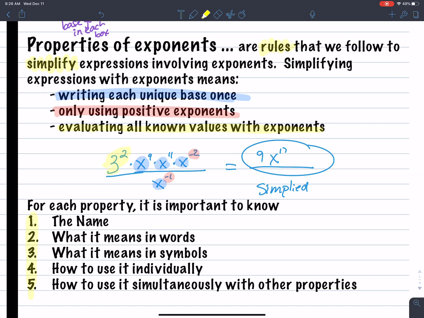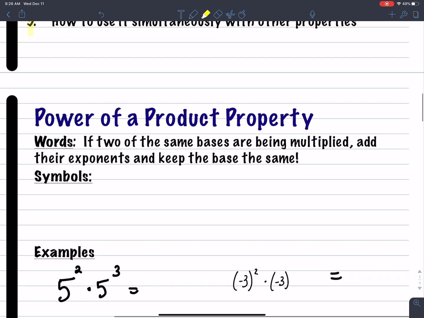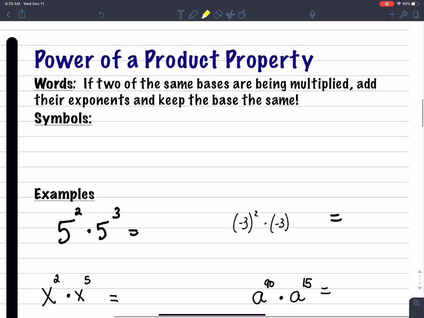Each of them is going to be really important. So let's look at our first property. So here we have the power of a product property. So if 2 of the same bases are being multiplied, we add their exponents and keep the base the same.